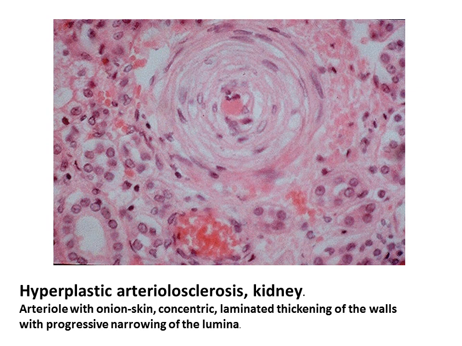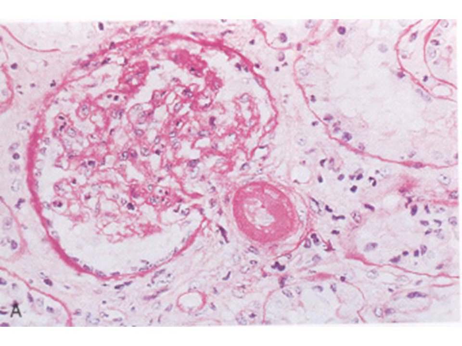Here we can see hyperplastic change of the subintimal fibroblastic cells and smooth muscle cells of the media, leading to the narrowing of the lumen. The appearance is called onion skin. Here we can see involvement of glomerular capillaries by necrotizing arteriolitis, leading to rupture and hemorrhage.